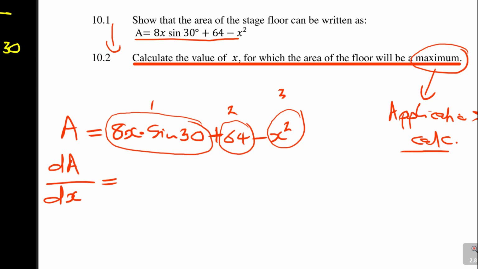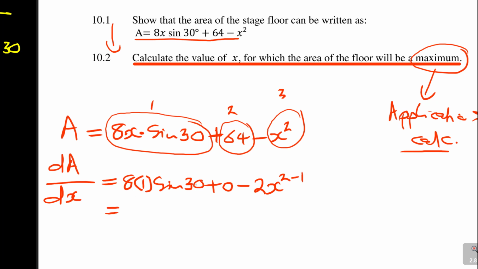When I'm going to differentiate, in this case, 8x, it will be 8 bracket 1 sin what? Sin 30. That's the first one. Plus 64 is just a number. There is no x there. When I differentiate 64, it becomes 0. And then minus, when you differentiate x squared, remember you drop the 2, and then you're saying x to the power 2 minus 1. I'm applying the rules of calculus.